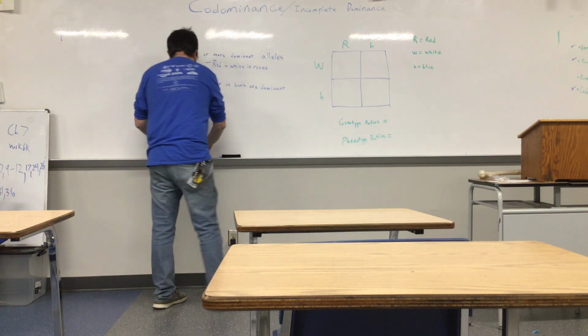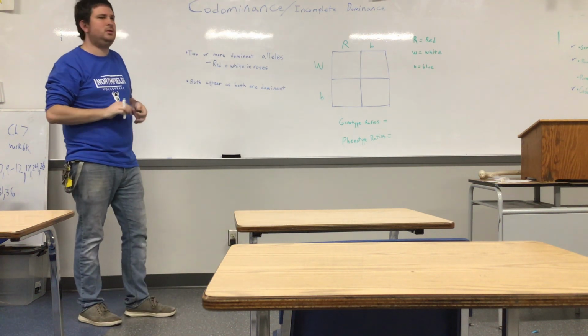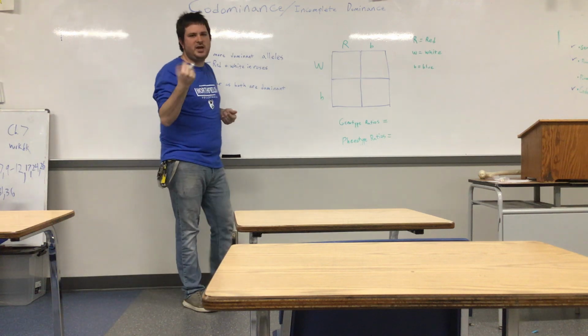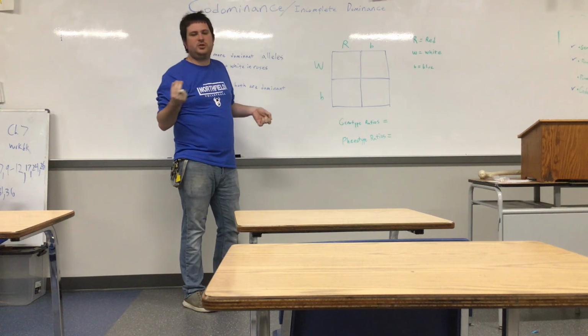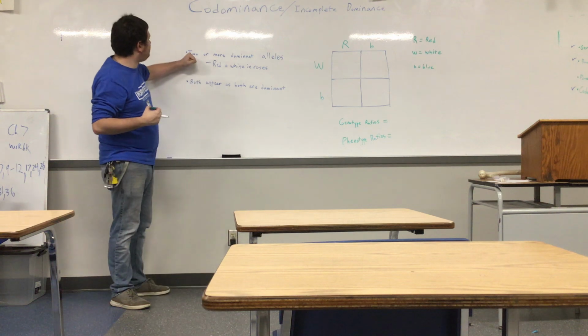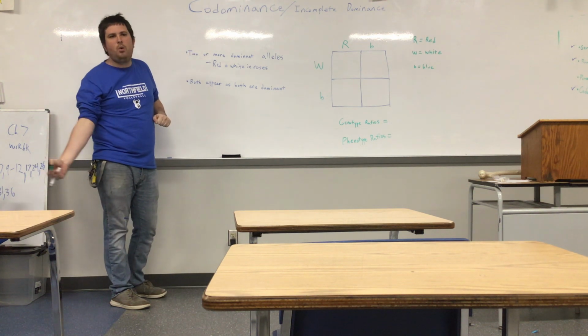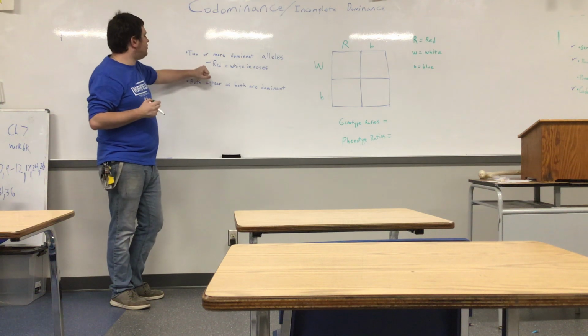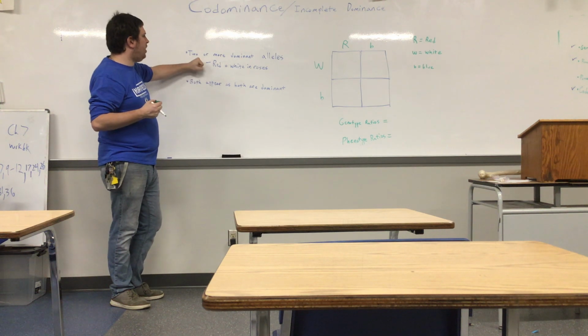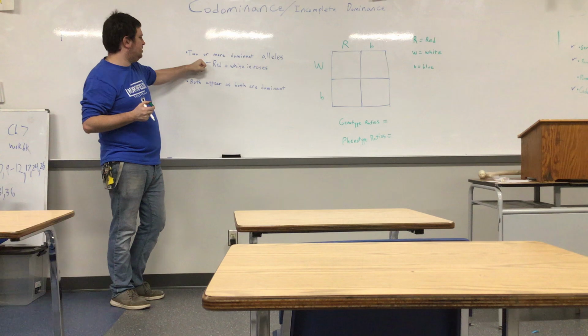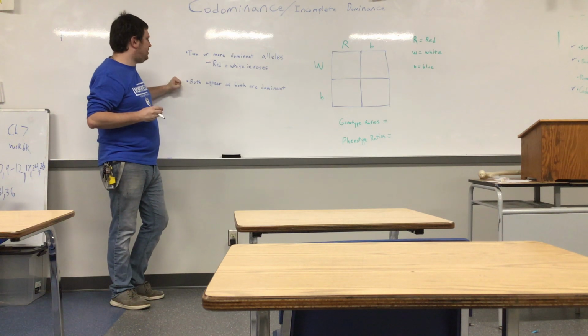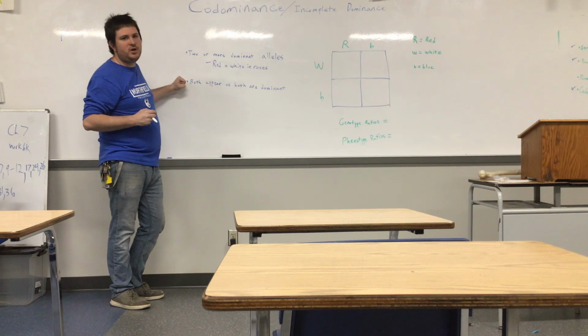Two or more dominant alleles. So before you had capital B and lowercase b, those are your two alleles. Now we have two or more dominant alleles, which means we will have more than two alleles. For example, red and white color in roses. Both appear because both are dominant.